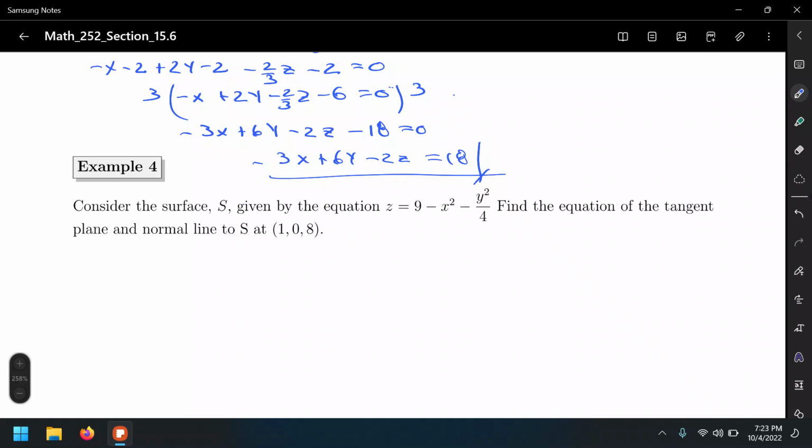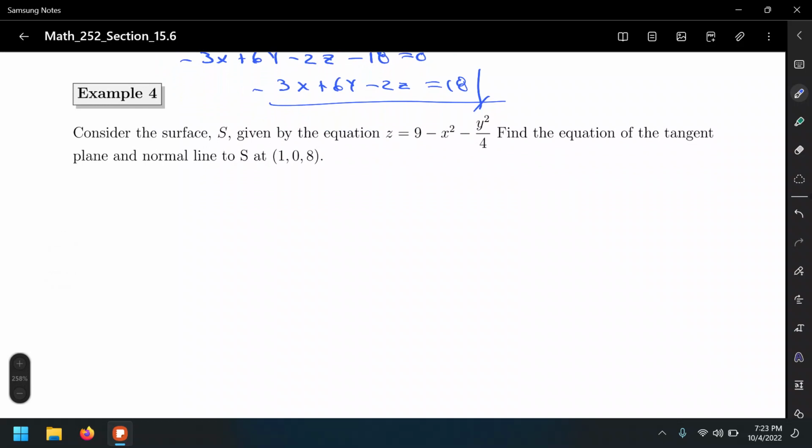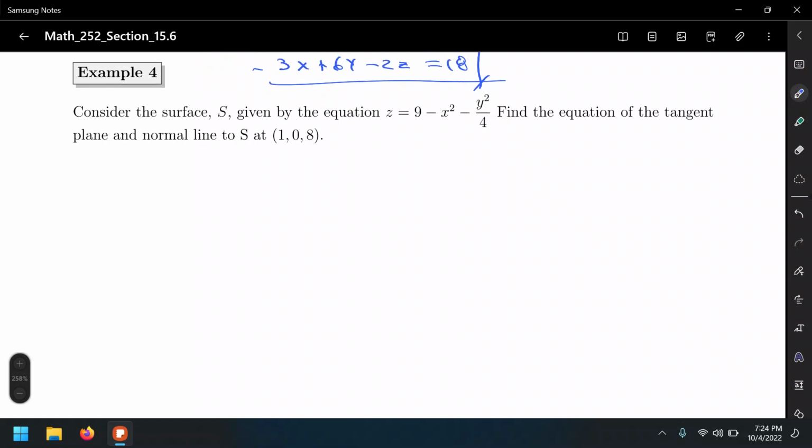So for the next example, we got a surface given by z equals 9 minus x squared minus y squared over 4. Find the equation of the tangent plane and the normal line to the surface S at the point 1, 0, 8. So we're going to do the same, except that this time we're going to do it in two different ways. I'm going to do both ways, the explicit way and the implicit way.